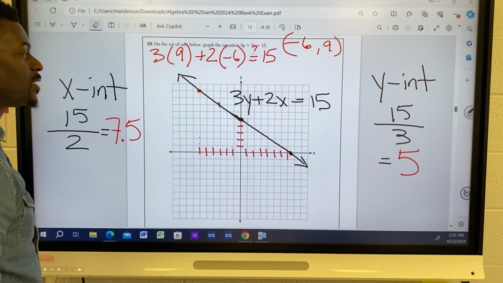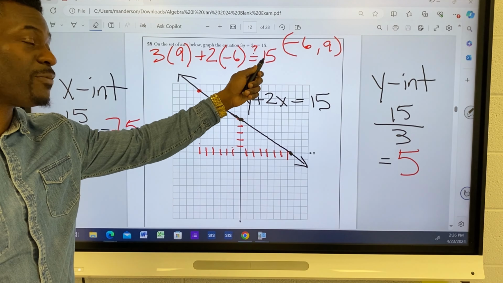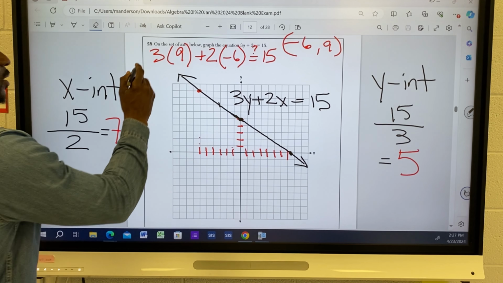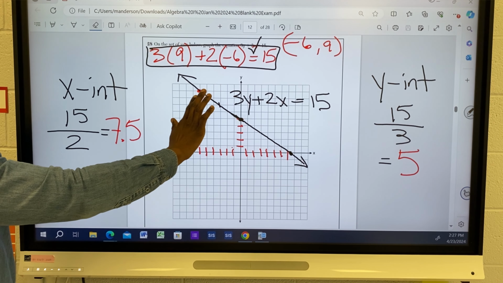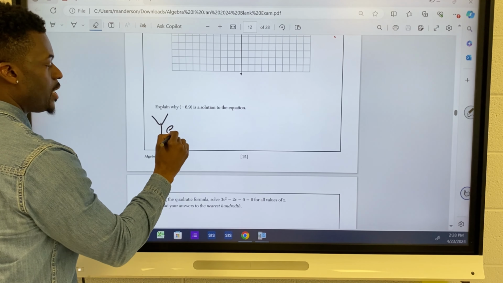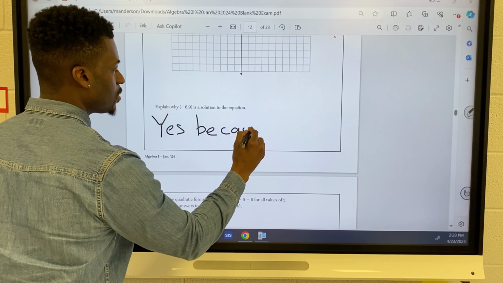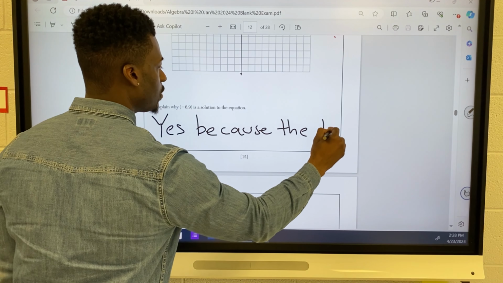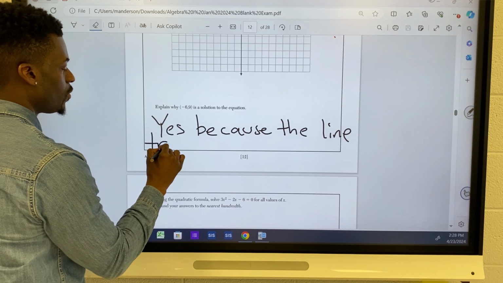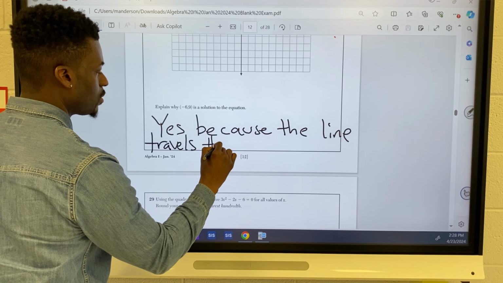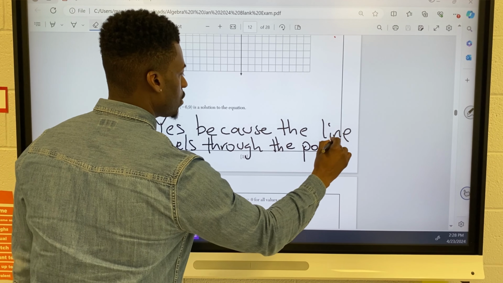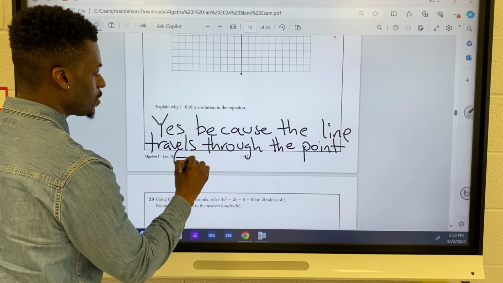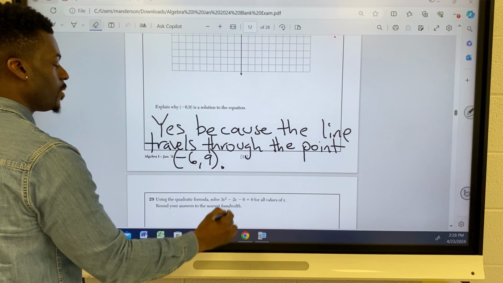So we have to decide. Put this in your calculator. If you get 15 as an answer, then yes, it's a solution. Everybody got 15? All right, so that means this is true. So to write the next answer: yes, because the line travels through the point negative 6, 9. All right, and that's good enough.